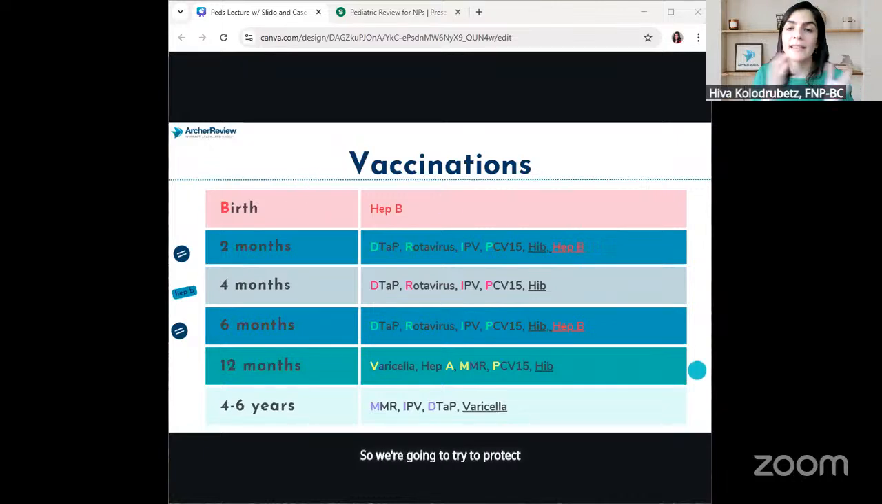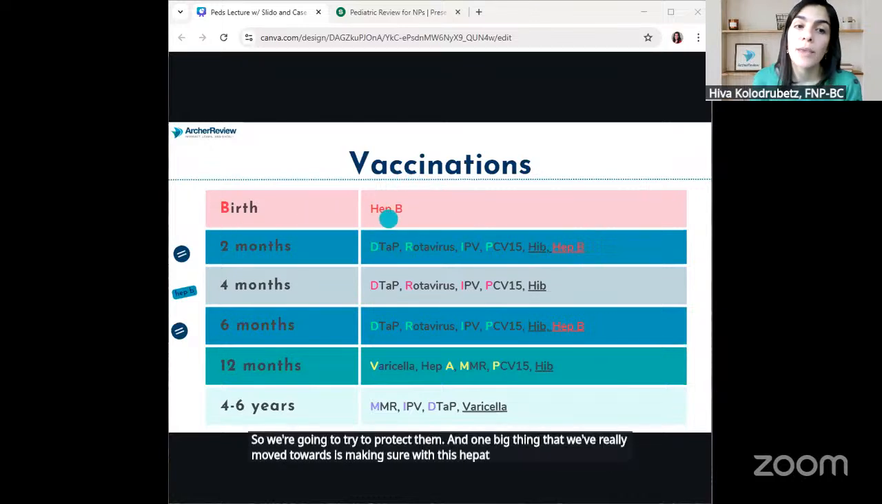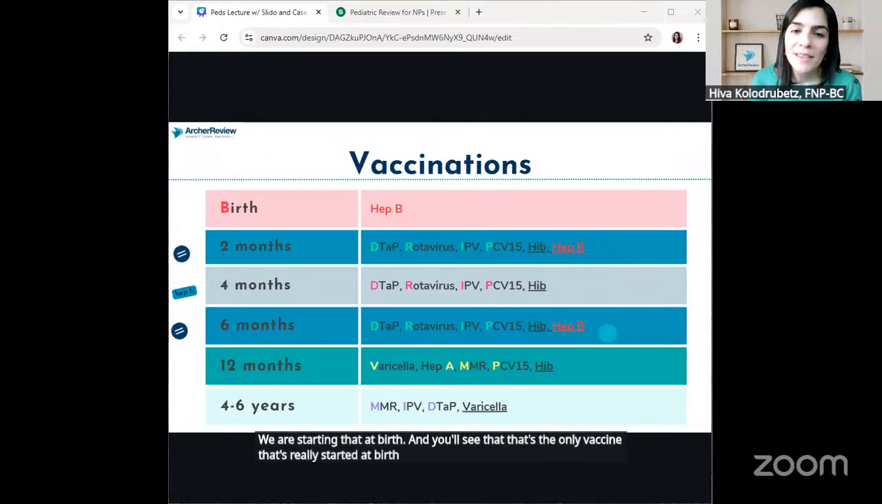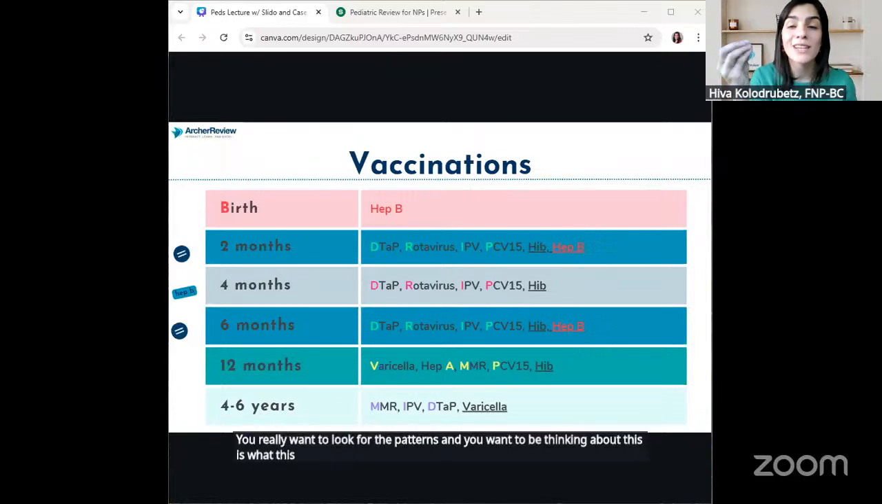One big thing we've really moved towards is starting the hepatitis B vaccine at birth. You'll see that's the only vaccine that's really started at birth. Within those first 6 months of life, we're already giving 3 doses of hepatitis B. As you're studying the vaccine schedule, look for the patterns, and think about what this child is at most increased risk for at this stage of development. That's how you're going to remember it.